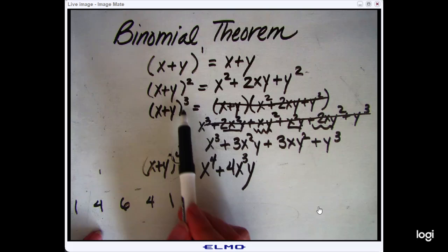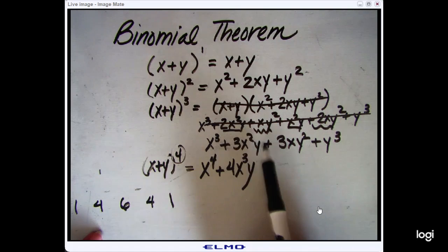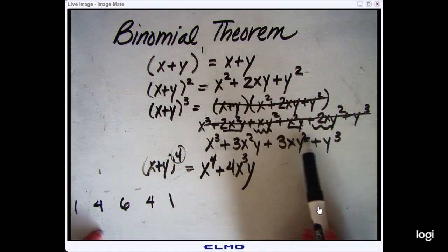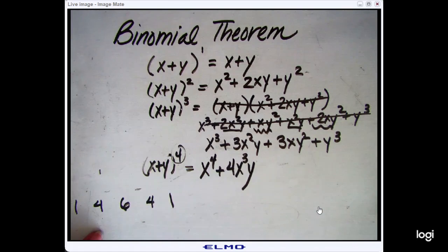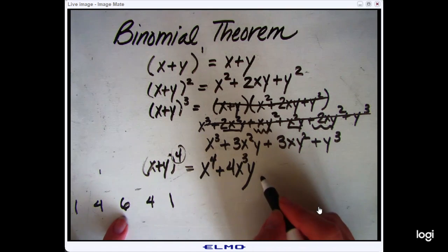Let's look up at our x cubed. See how I've got a cubed? I've got 2 plus 1 is 3. 1 plus 2 is 3, and a 3. Okay, so that's a good double check. I know my next number is going to be 6.